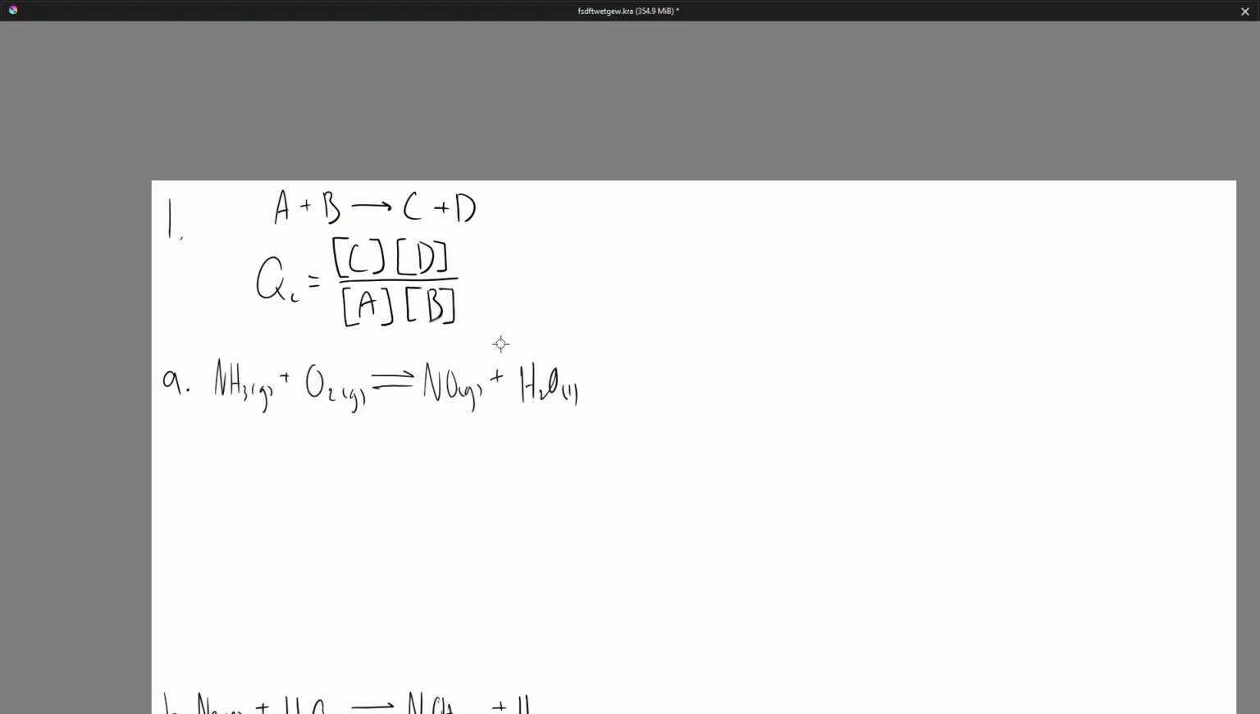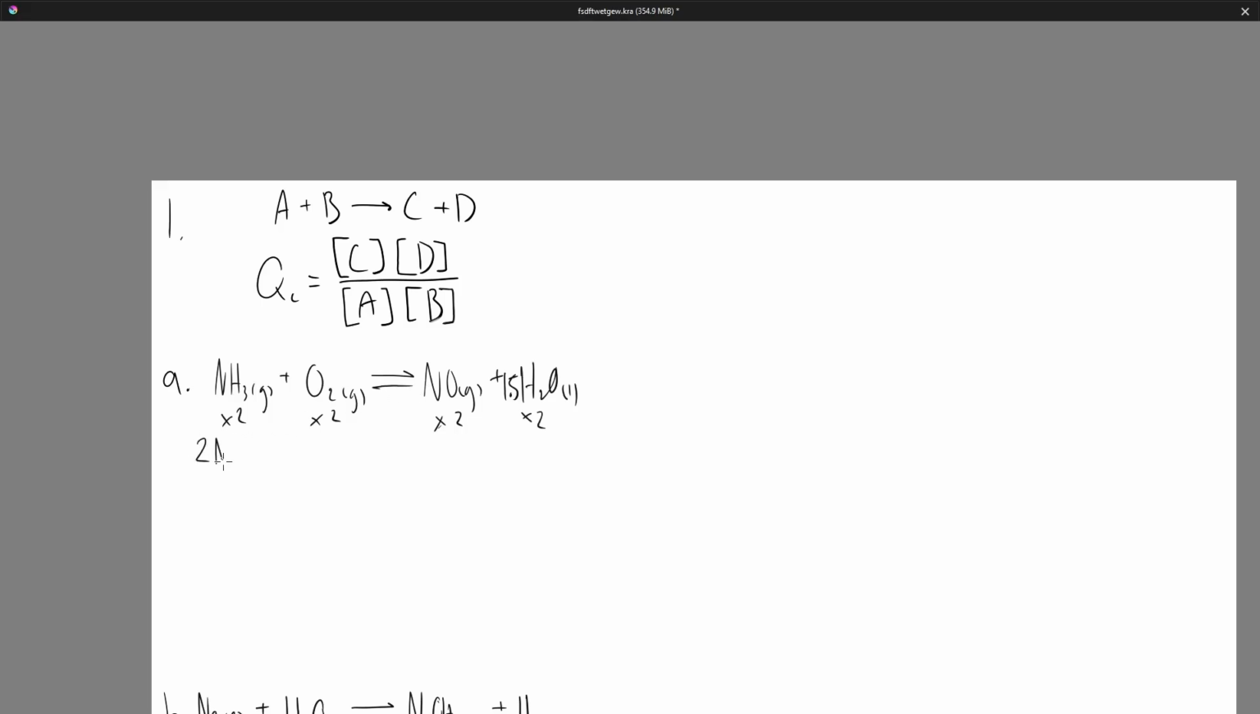There's two and three. They're not equal. So in order to change that, we want to find a multiple between 3 and 2, which in this case is 1.5. But we don't want fractions, the 0.5s. So in order to get rid of that, we multiply everything by 2. And what this does is it multiplies the coefficient of each reactant and product by 2.